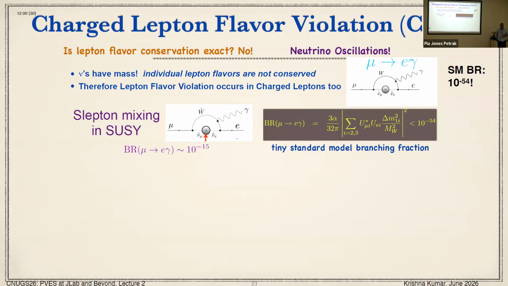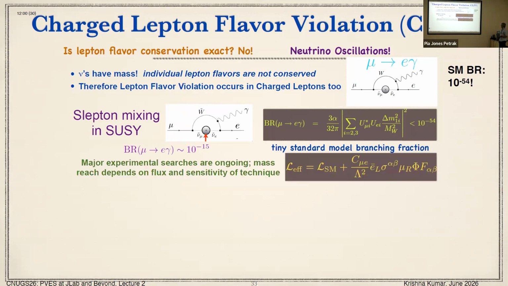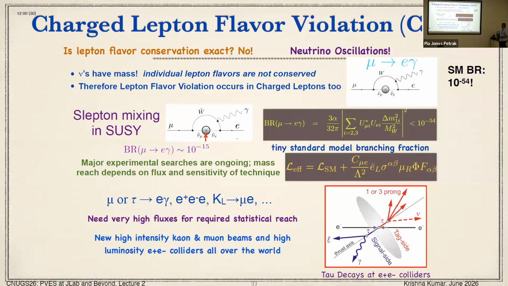However, the moment you put supersymmetry in there, boom, 10 to the minus 54 goes to 10 to the minus 15. That is barely possible in a really hard experiment. So this is very exciting, right? The moment you see anything at all at this level, you know it's new physics. Okay, so that's why, and then there are these higher dimensional operators that you get sensitive to. You can also look for this in colliders. You look for tau or mu going to e gamma, e plus e minus, K long going to mu e. These are all charged lepton flavor violating processes that people are searching for to look for these kinds of higher dimensional operators.